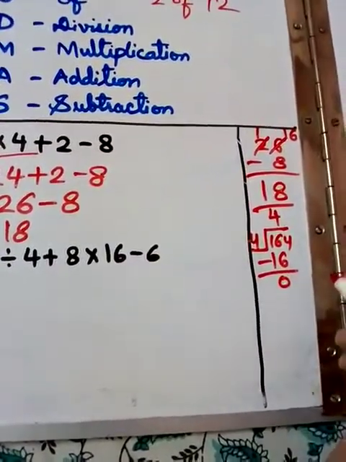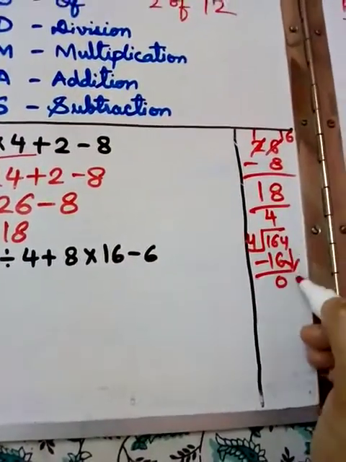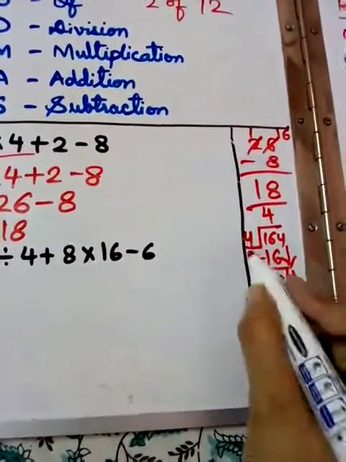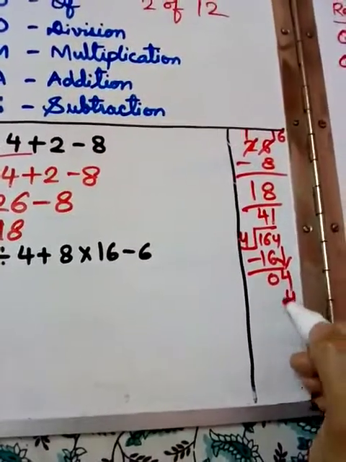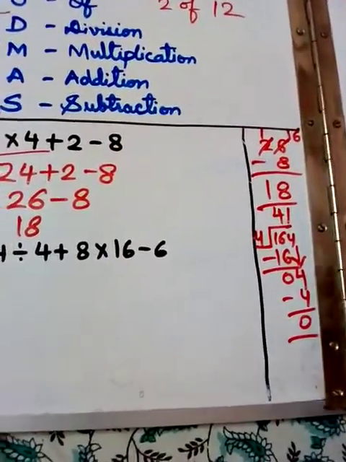Subtract, you will get 0 because 16 minus 16 is 0. Carry down the next digit, that is 4. In the table of 4, 4 comes how many times? 1 time. 4 1s are 4. Again subtract, your answer is 41.